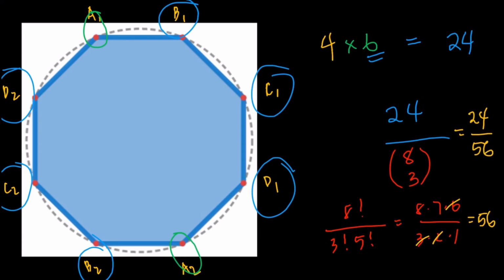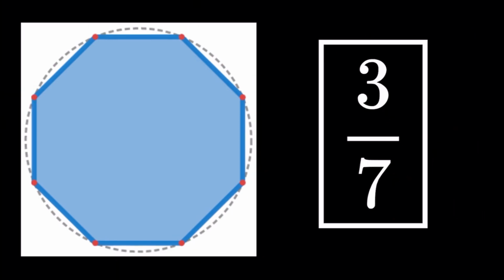Both the numerator and the denominator have a factor of 8. So in simplest form, the probability that the chosen vertices will form a right triangle is equal to 3/7. 24 over 56 is equal to 3/7, and this will be our final answer.